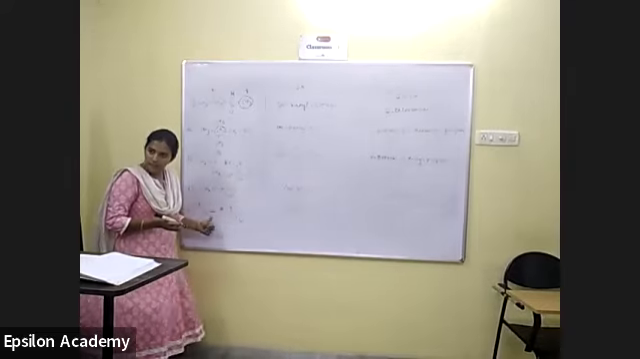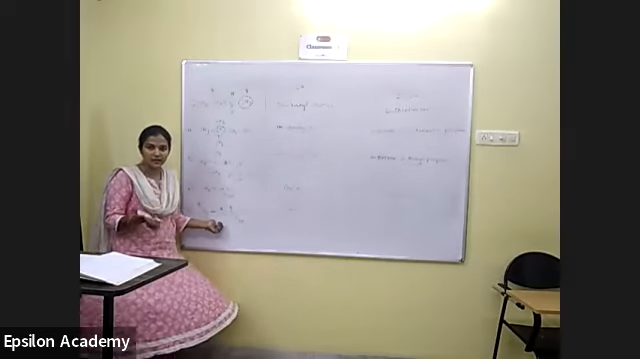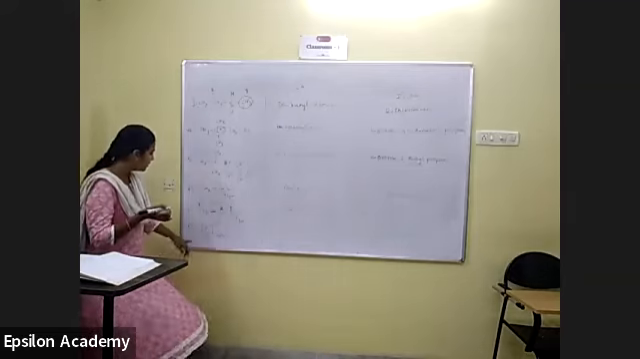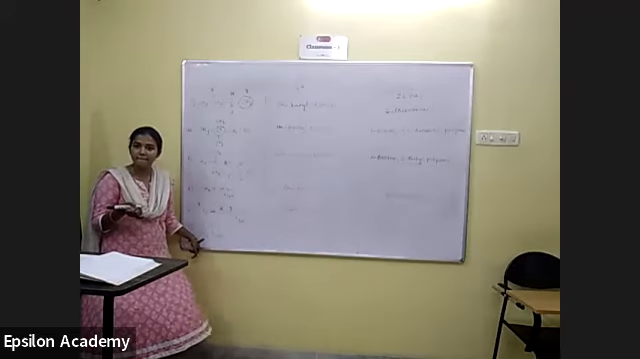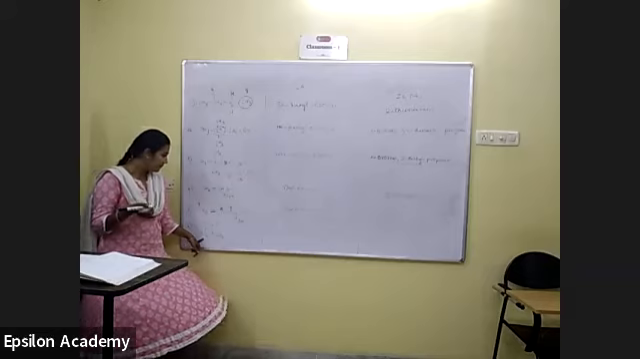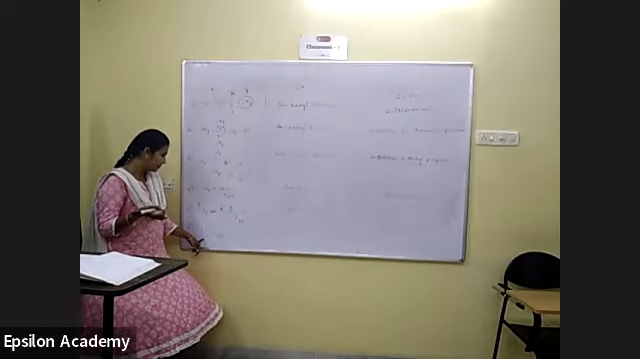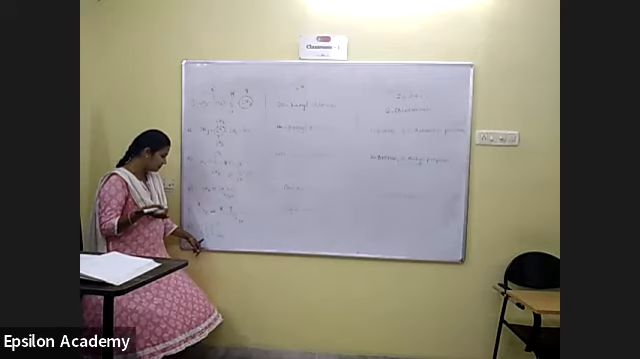I'll check in. You're saying the double bond should be given first position? Yes, that's right. But I'm not sure, I'll check. What is it for this one? The author is saying that answer. What do you think? Since the double bond is given preference, then by alphabetical order, B should be given first.